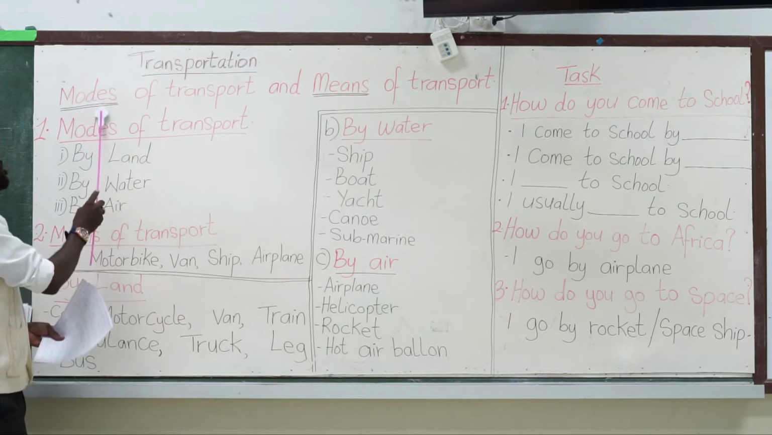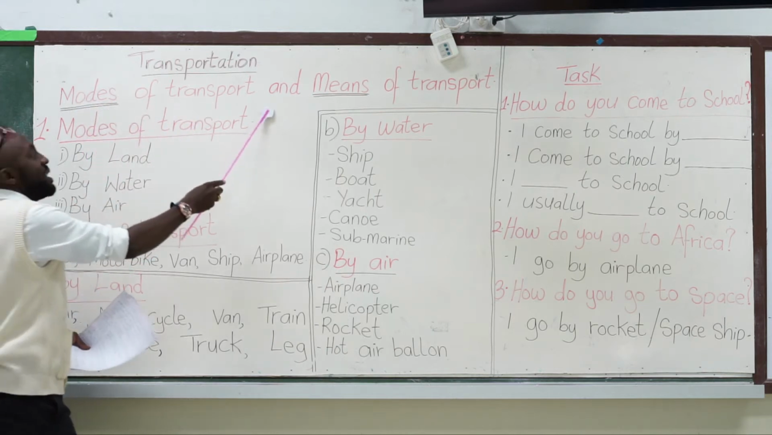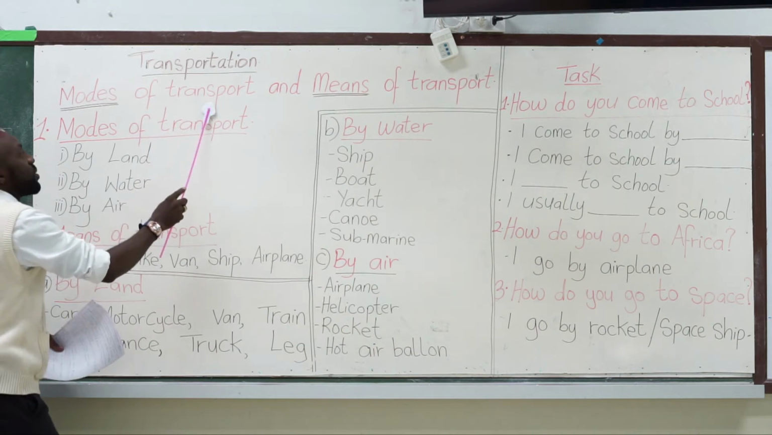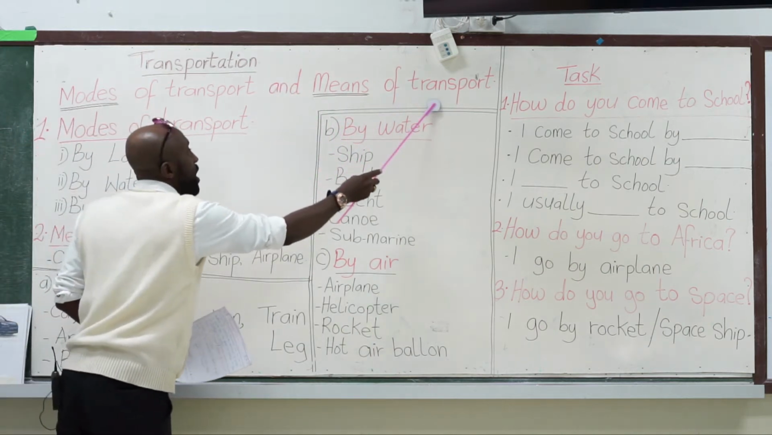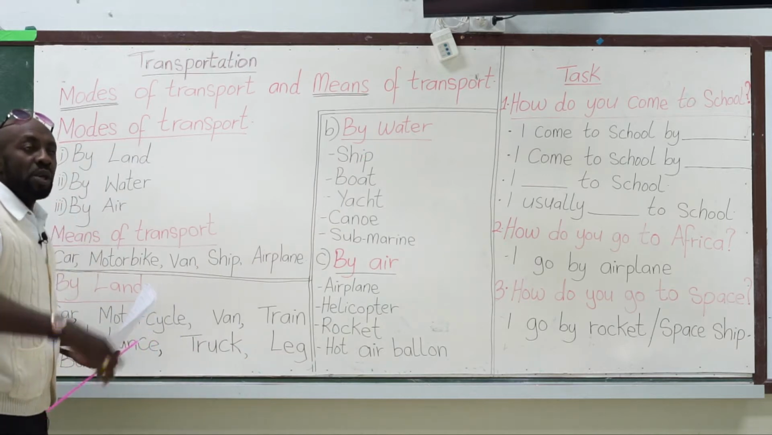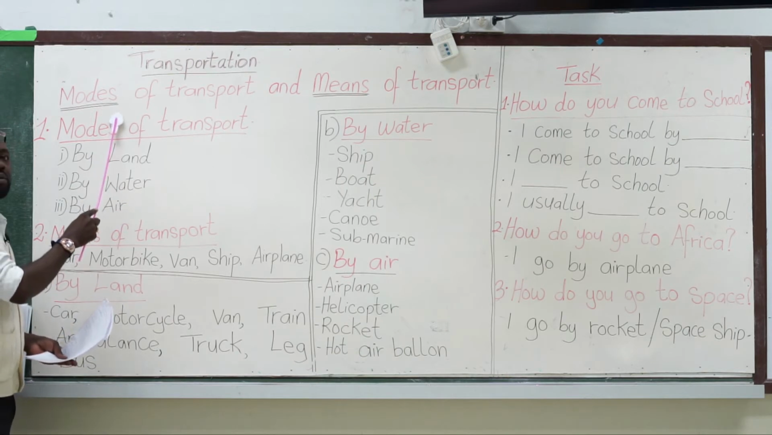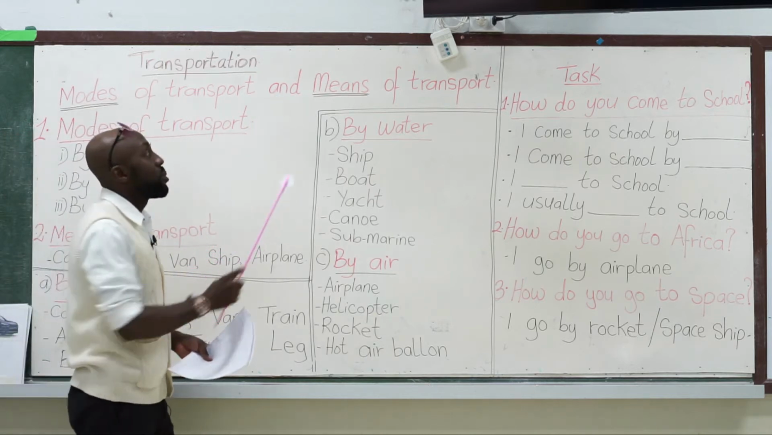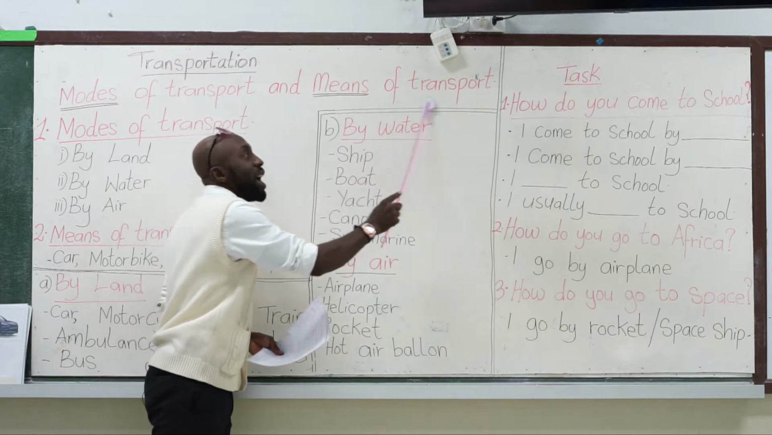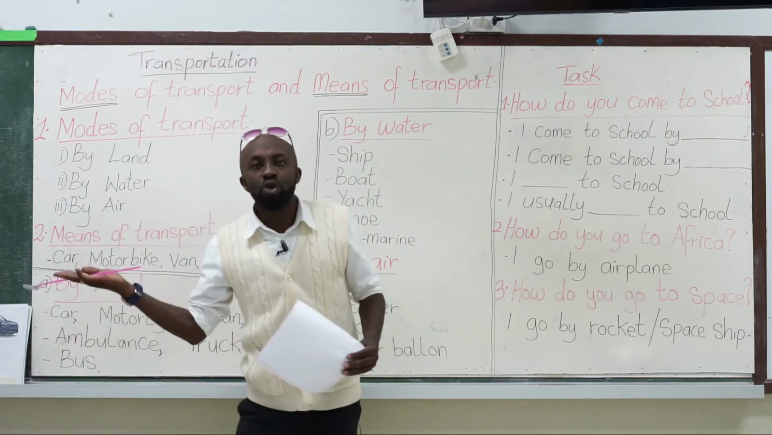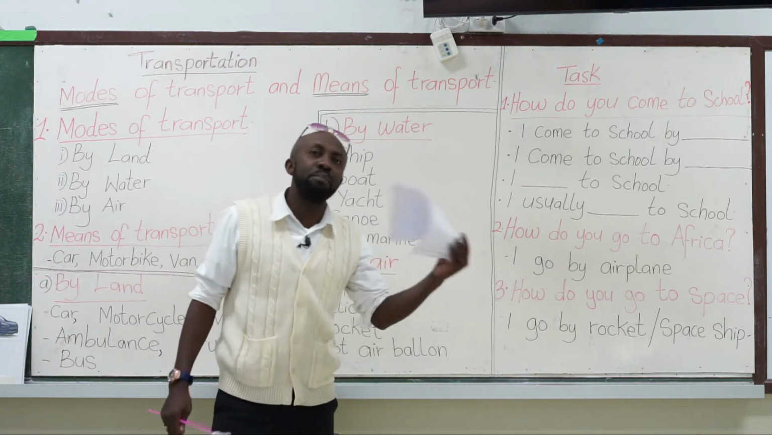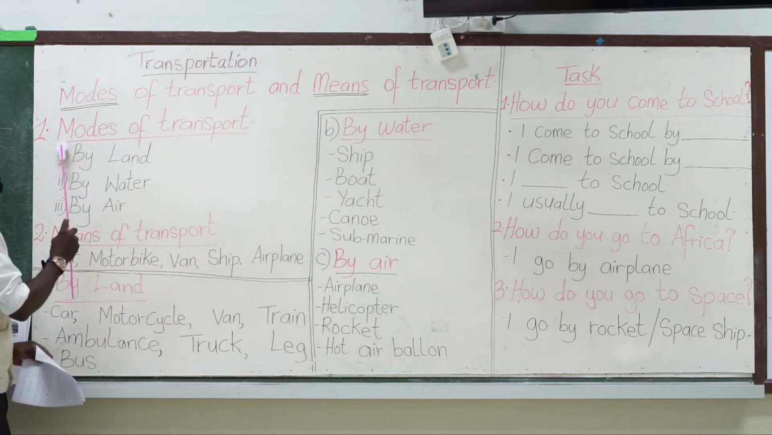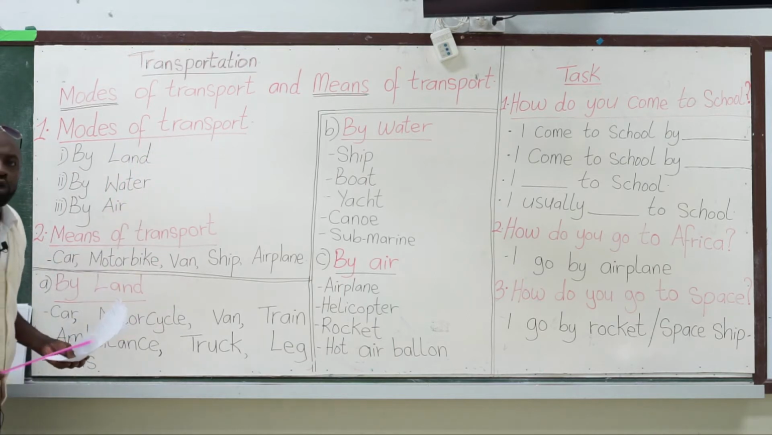Now, we have modes of transport and means of transport. I'd like you to repeat after me. All say modes of transport and means of transport. So we have modes of transport and we have means of transport. Okay, what are modes of transport?